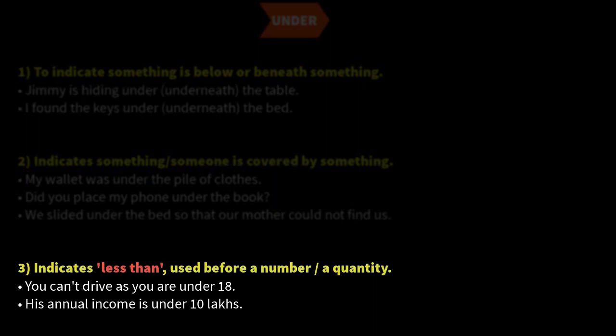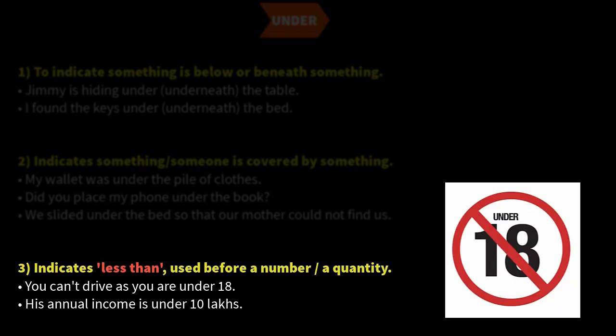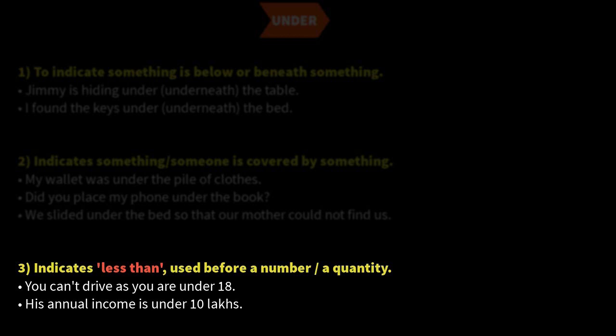Let me show you some examples. You cannot drive as you are under 18. If you are under 18, you cannot drive legally, actually, right? You cannot drive as you are under 18, less than 18. His annual income is under 10 lakhs, less than this number, right? So very simple, you can use under to talk about a number.